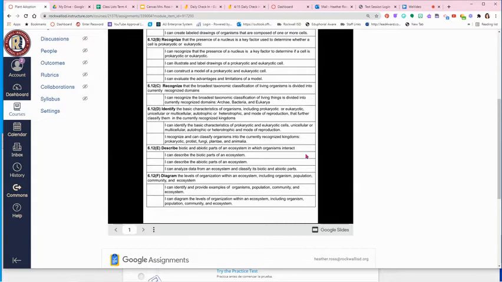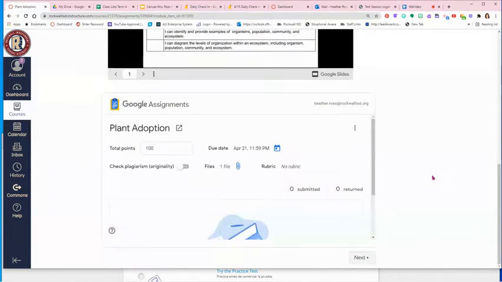We're also going to take a look at the abiotic and biotic parts of the ecosystems that your little air plants originally came from and the ecosystem they are currently located in, your home. And finally, the level of organization within that ecosystem. So we're going to look at the abiotic and biotic needs of your little plant, and then we're also going to look at how they fit within that ecosystem and the levels of organization. So the organism level, the population, community, and ecosystem level.